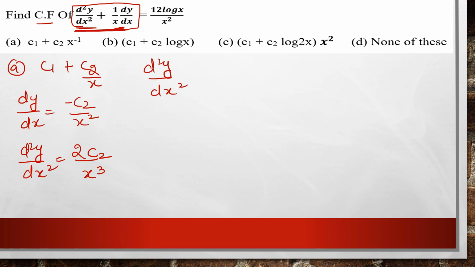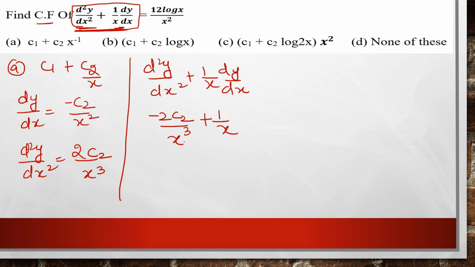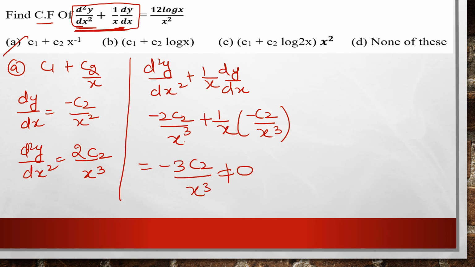So if I check this thing, what is d square y over dx square? That is 2c2 over x cube, plus 1 by x, and this is minus c2 over x cube. So what we are getting? Minus 3c2 over x cube. This is not equal to 0, so that means option A is wrong.